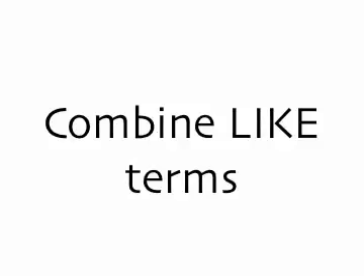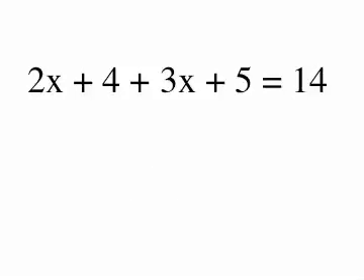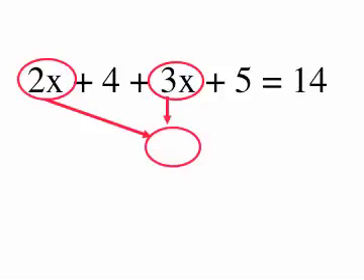The next step is to combine like terms. This is the equation that we had after we applied the distributive property. Now let's combine the like terms in it. In this case, we have two like variable terms, 2x and 3x. When we add those two together, 2x's plus 3 more x's is going to give us a total of 5x's.